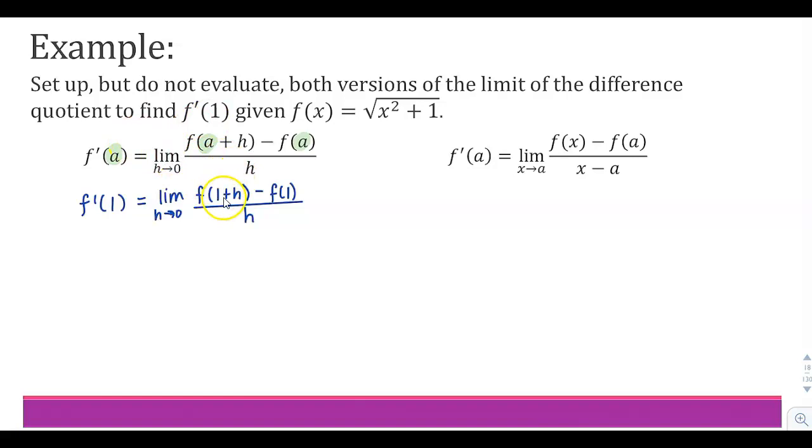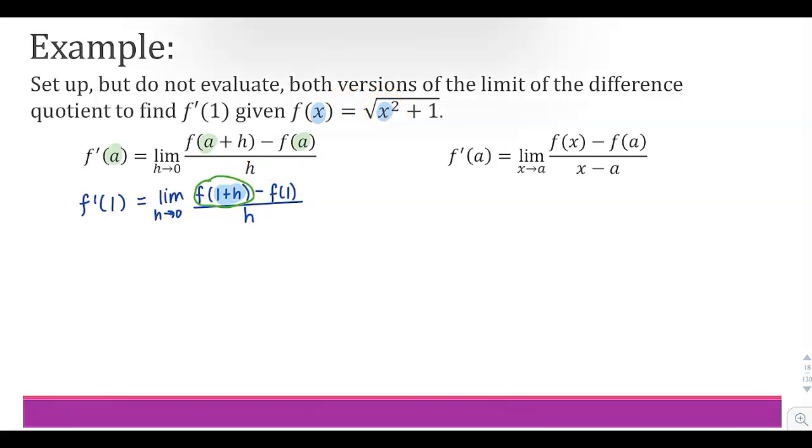That's the first step, but now we have to actually apply the function f of x. So I want to first find f of 1 plus h. I'm going to work on this portion right here, f of 1 plus h, which means I have to substitute 1 plus h into my function f of x, into the x value. So 1 plus h replaces this x.